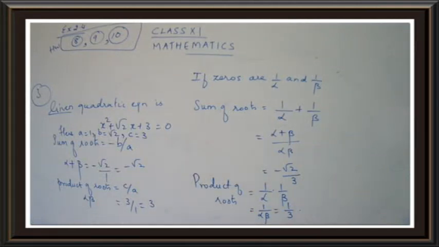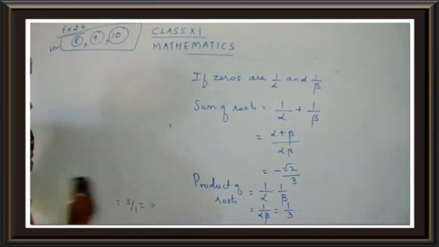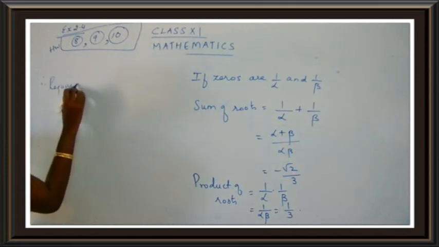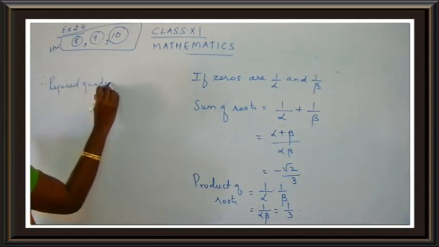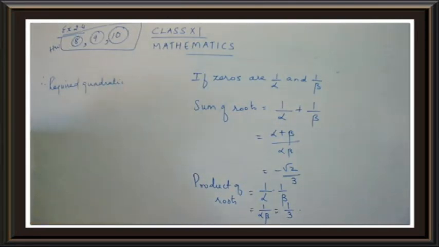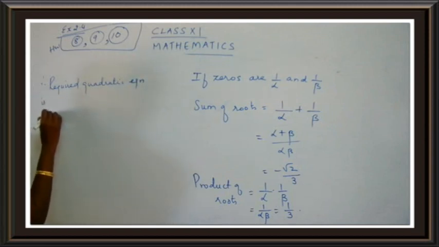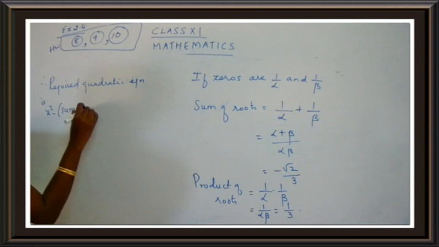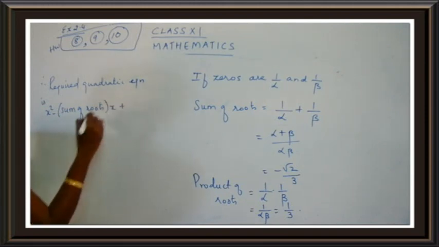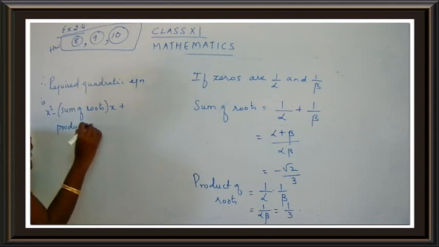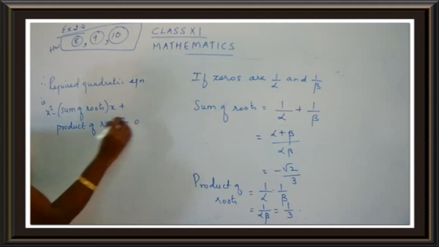So now what are we going to do here? We are going to make a new quadratic equation. Let's make a new quadratic equation. So write down: therefore, required quadratic equation is x square minus (sum of roots) x plus product of roots equal to 0. This is the formula you know, yes children?